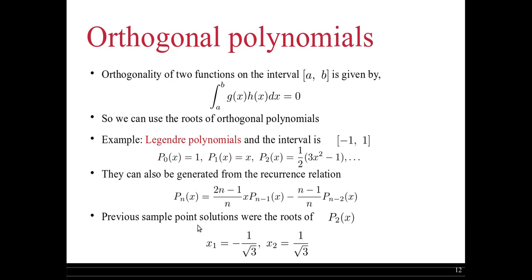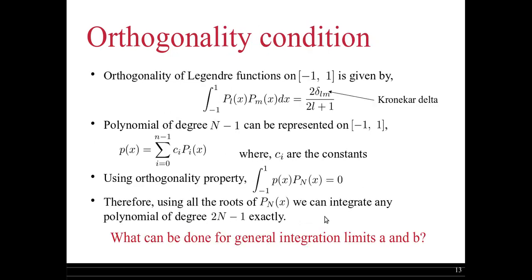And you can see that the previous sample point solution were the roots of P2, because we used the 2-point rule. For the 2-point rule, the solution was plus or minus 1 by root 3. So is there any connection between them or not? Obviously, definitely we have.